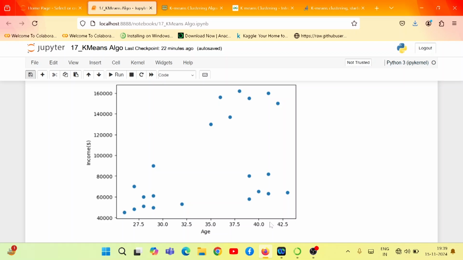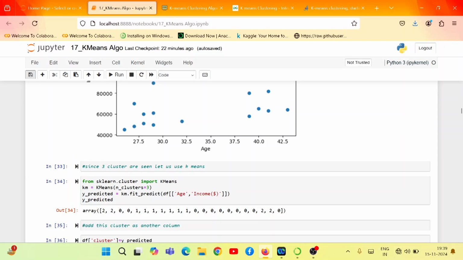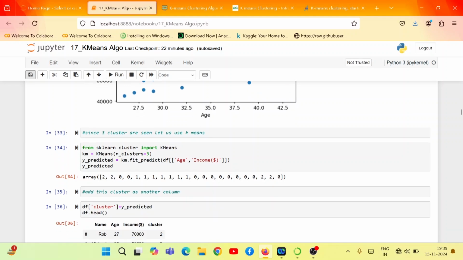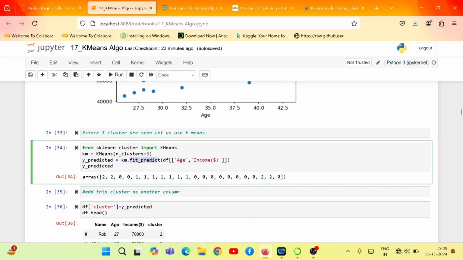For this purpose, firstly we create an object of the k-means class taking the parameter n_clusters equal to 3. Based on this visual information, I am passing the value k equal to 3. This class is already available in sklearn, so we pass this value as a parameter into k-means. This is the object of that k-means class. Now to train the model, we use the fit_predict method. Once we execute this, my model has been trained.